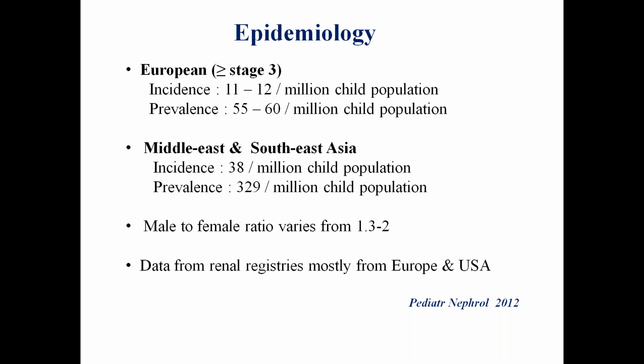Specifically in the Middle East, the numbers are higher probably because of more structural abnormalities, because of consanguinity in these particular areas. And if you look at the male to female ratio of chronic kidney disease, it is much higher in males as compared to females. This is probably because of the higher incidence of posterior urethral valve, obstructive uropathies, etc. in males.